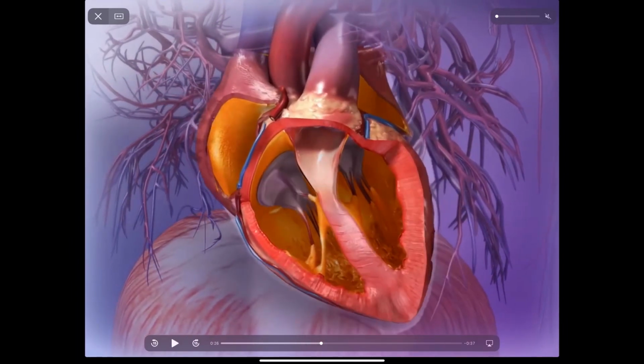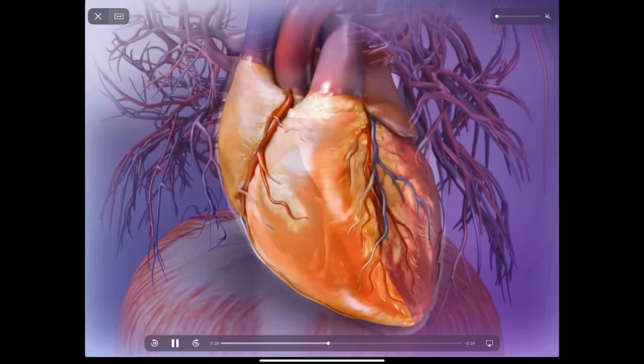Also, I want you to notice the thickness of the ventricle walls on the left-hand side of the heart compared to the right-hand side of the heart. Notice the cardiac muscle is much thicker on the left-hand side than the right-hand side, because the left-hand side has to pump blood to the rest of the body.